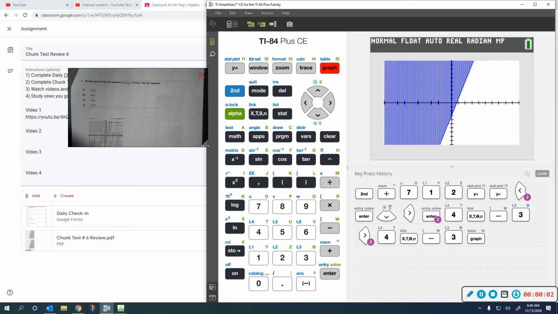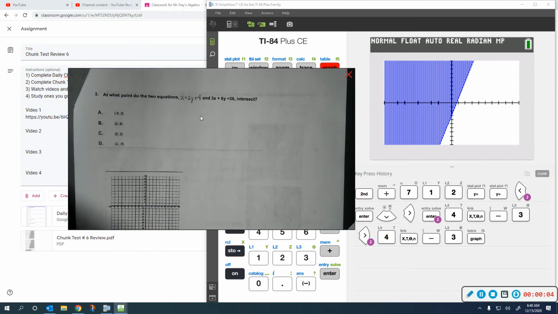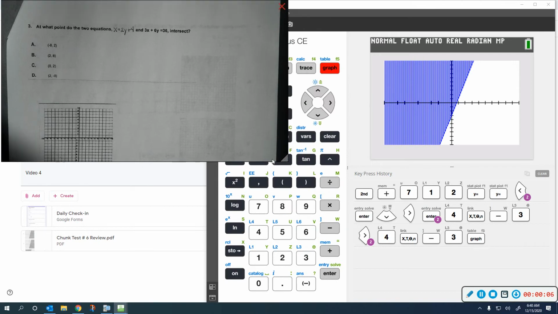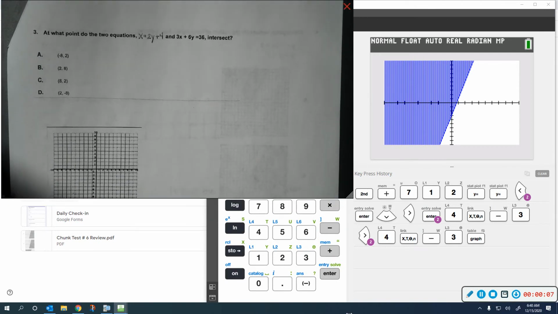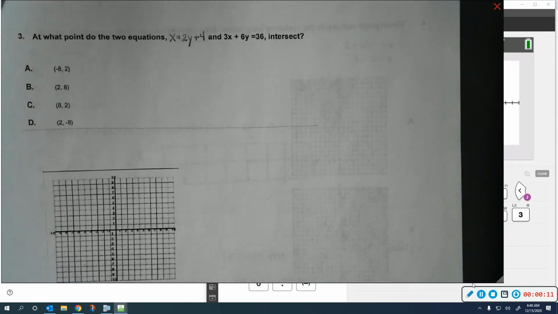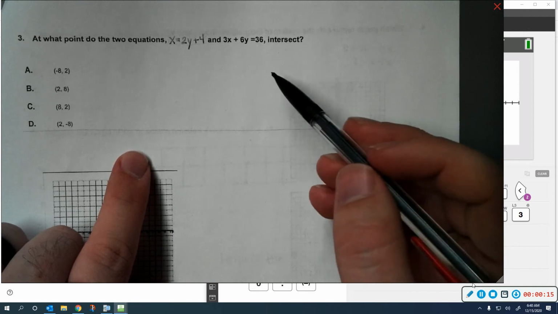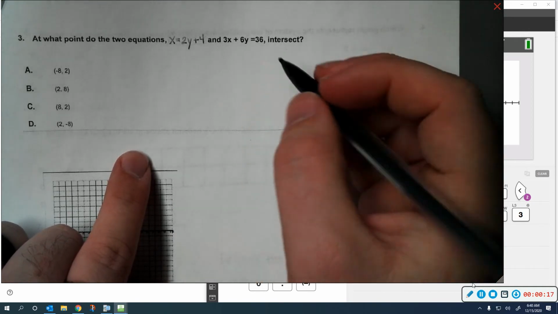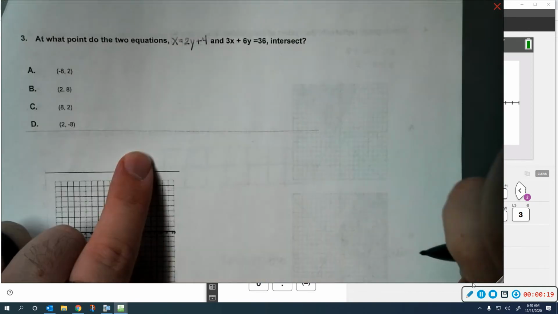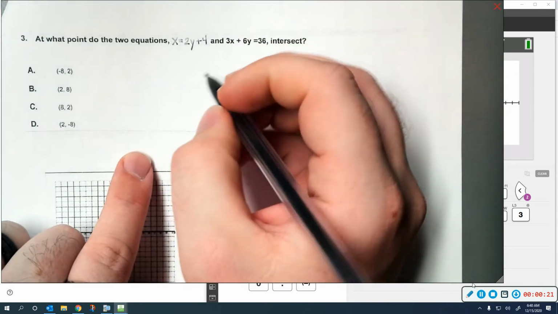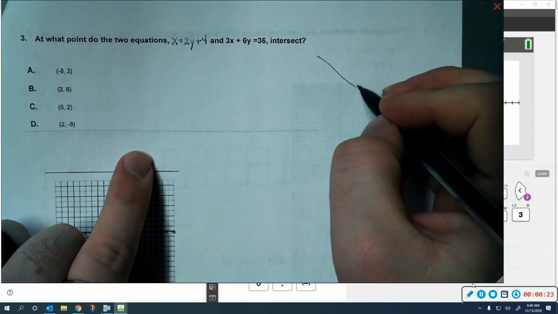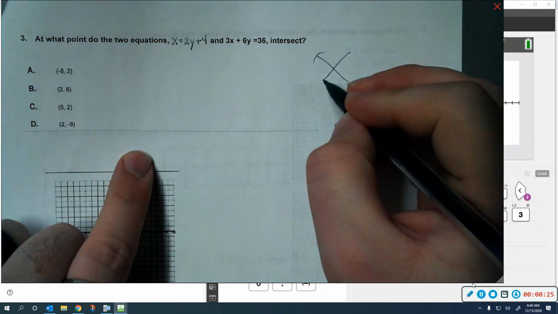Alright, so let's keep on going with this review. Number 3, we've got at what point do two equations, x equals 2y plus 4 and 3x plus 6y equals 36, intersect? So we're looking for the intersection of those two equations. We're just looking for wherever they cross, right? We're looking for that point.